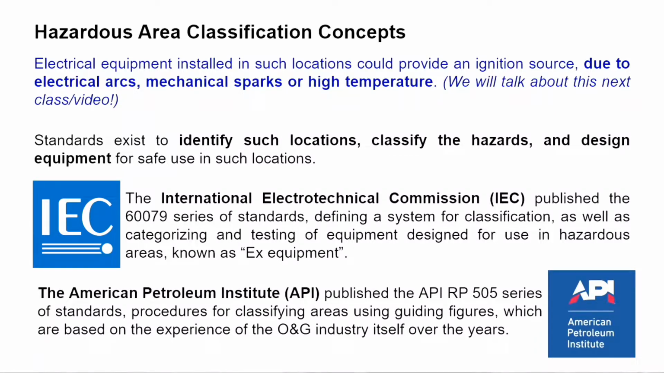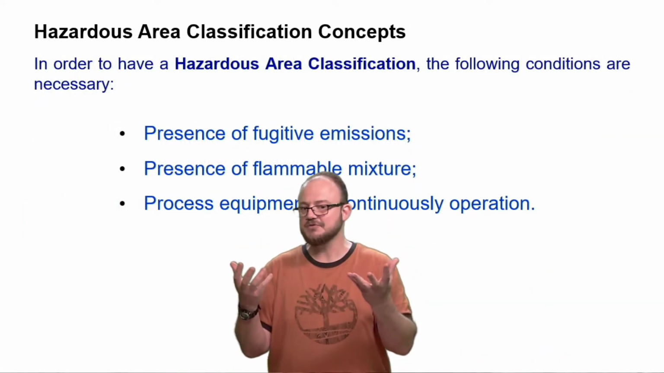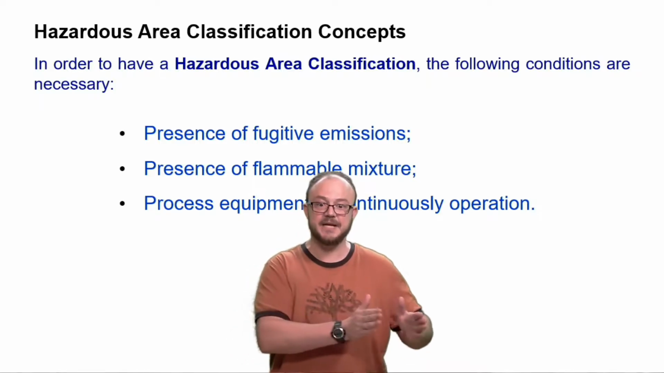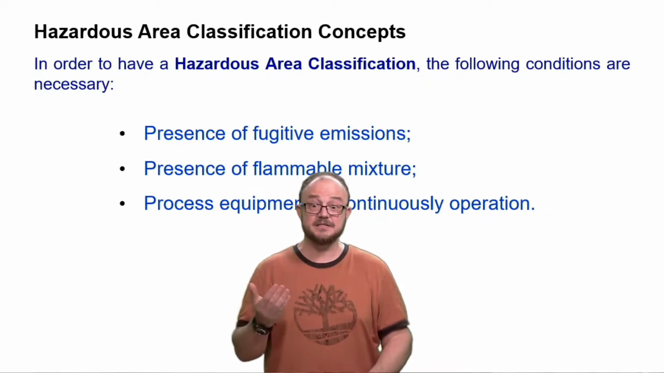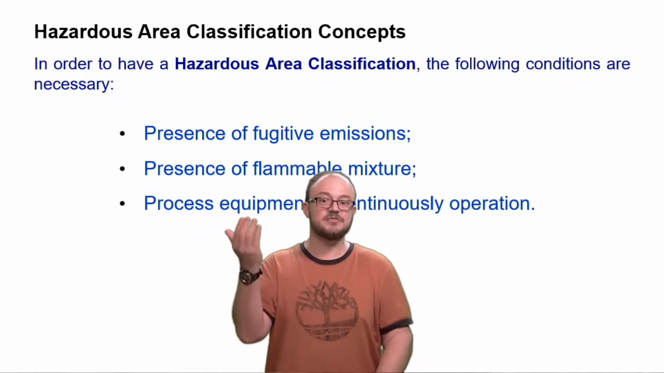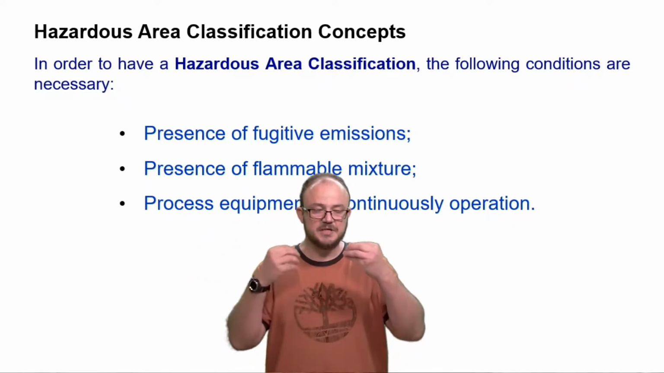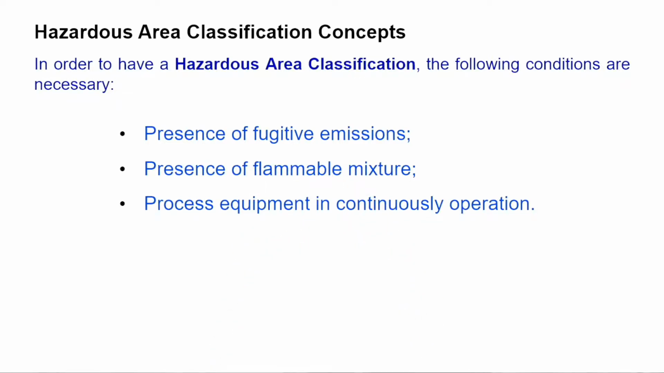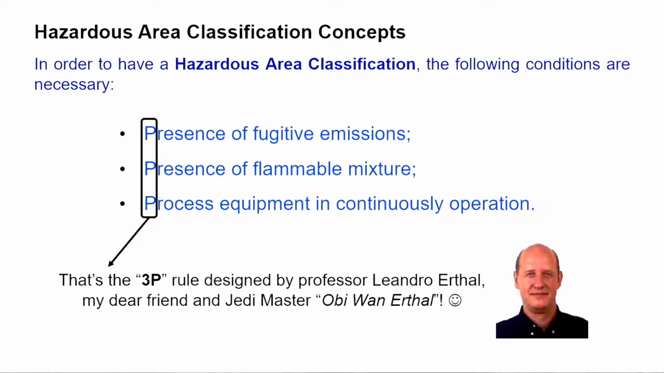But how exactly can we identify a hazardous area classification? Well, one of the first things that we have to understand is that we have to have three things happening in that area: the presence of a fugitive emission, the presence of a flammable mixture, and a process equipment continuous operation in normal process. This idea of this 3P guide, this 3P rule, was done by Professor Leandro et al., a real master Jedi of hazardous area classification.